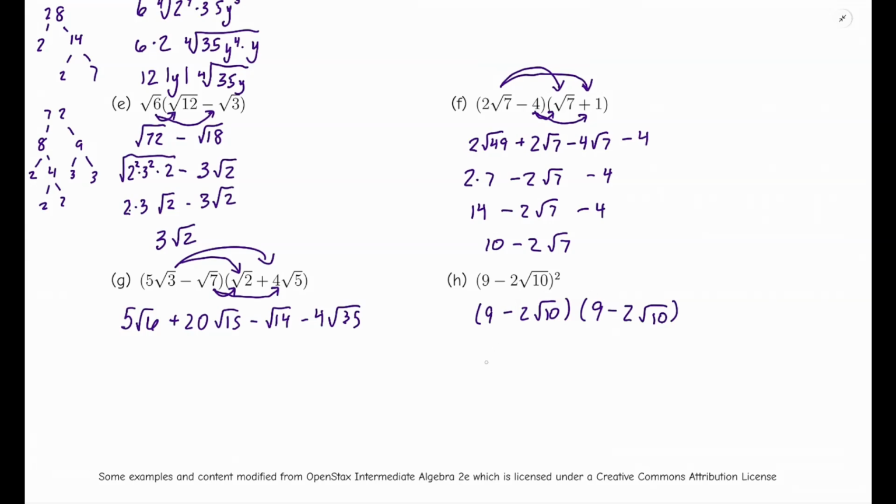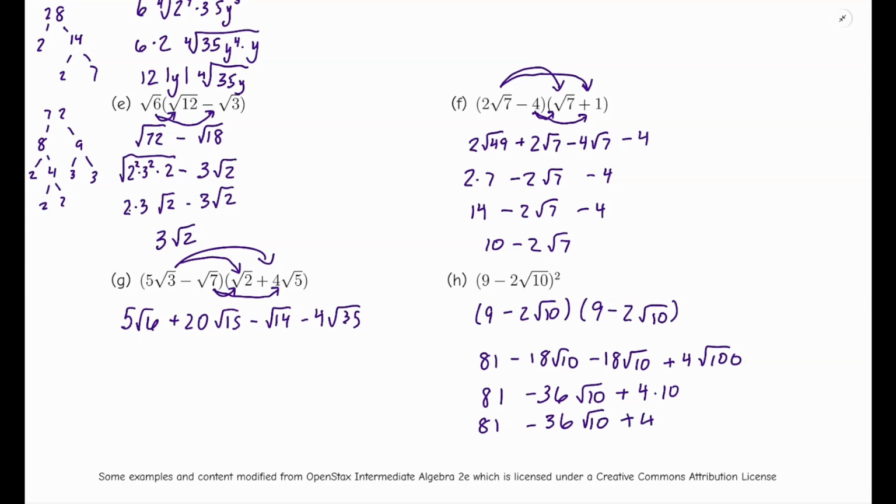So 9 times 9 is 81. 9 times negative 2 square root of 10 is negative 18 square root of 10. Negative 2 square root of 10 times 9 is negative 18 square root of 10. And negative 2 square root of 10 times negative 2 square root of 10 is plus 4 square root of 100. So this becomes 81 minus 36 square root of 10 plus 4 times 10, which is 81 minus 36 square root of 10 plus 40, which is 121 minus 36 square root of 10. And that is it for section 8.4.